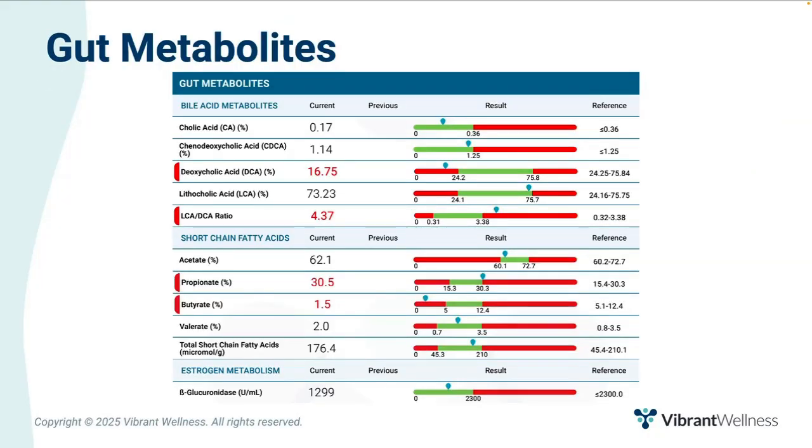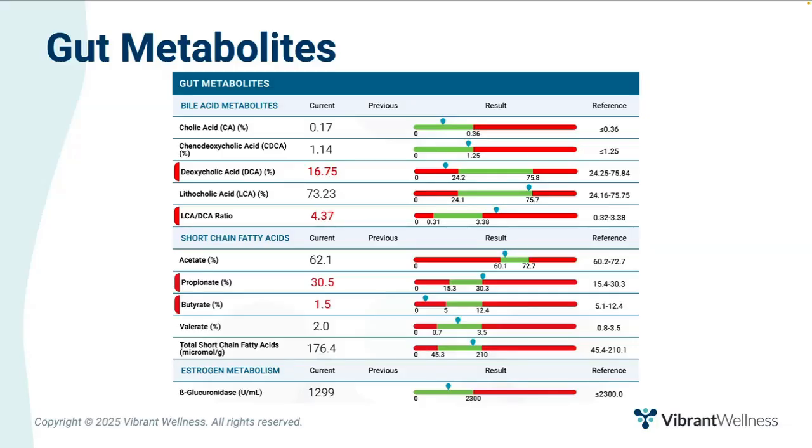The full gut metabolites panel, which comes later in the report, analyzes microbial byproducts like short-chain fatty acids, bile acids, and beta-glucuronidase to evaluate gut function, systemic effects, and detoxification capacity. For example, low butyrate levels may indicate an imbalance in fiber fermentation, potentially impacting gut barrier repair and glucose regulation via the GPR41 and GPR43.